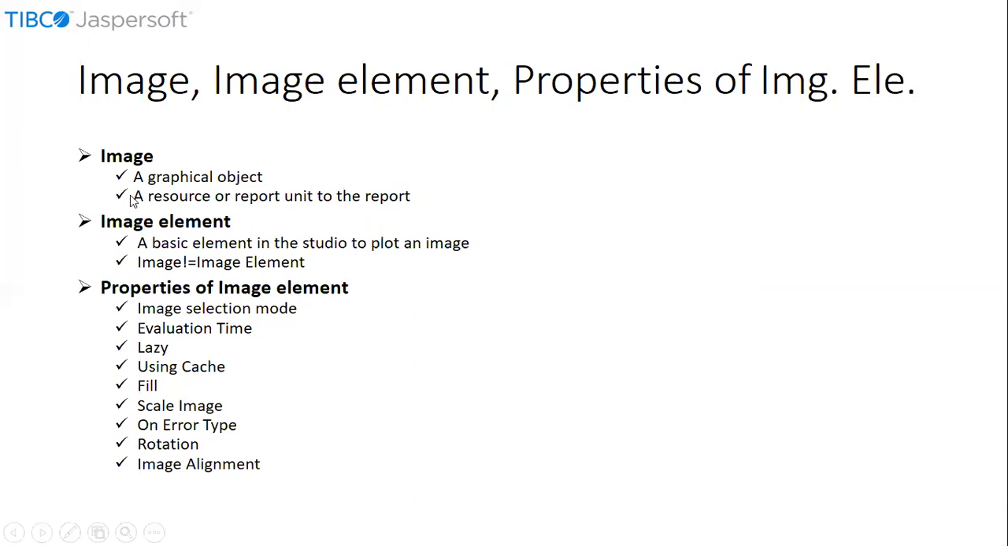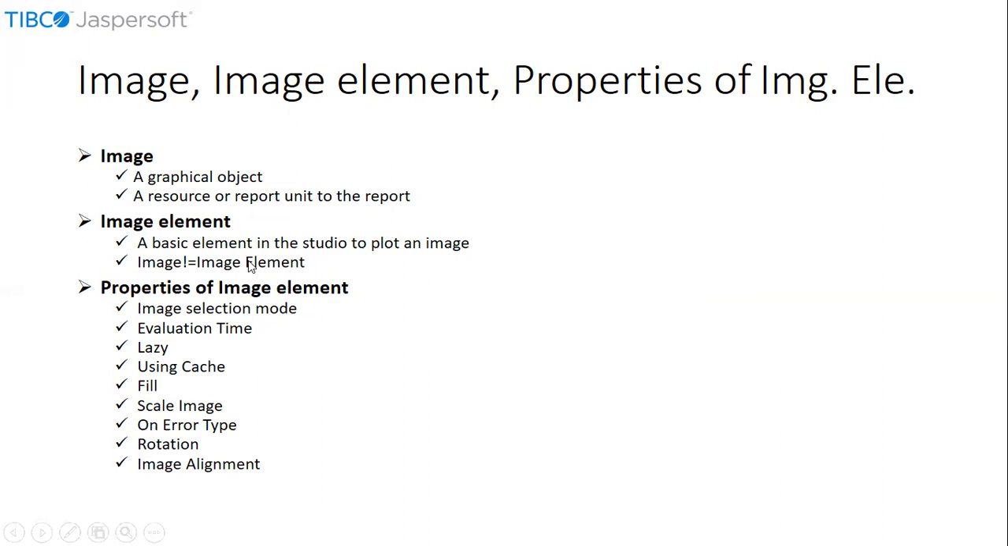Now, let us take a look at the properties of the image element. There are several properties that we can apply on an image element in Jasper reports. The properties include image selection mode, evaluation time, lazy, using cache, fill, scale image, on error type, rotation, and image alignment. Let us briefly look at each of these properties with their options.